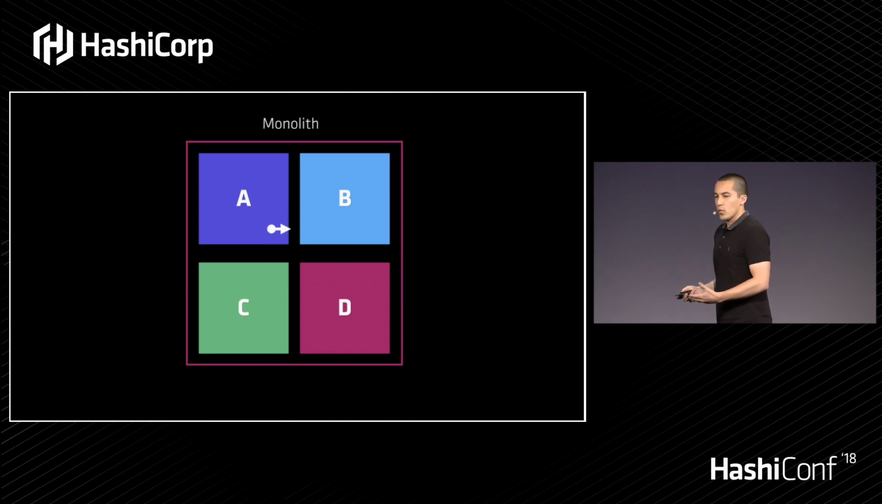And with monoliths, when one subsystem wants to talk to another subsystem, such as A to B here, it was pretty easy. It was an in-memory function call. One class calls an exported function of another class. All the data is in process. The network's not involved at all. It's fairly straightforward.